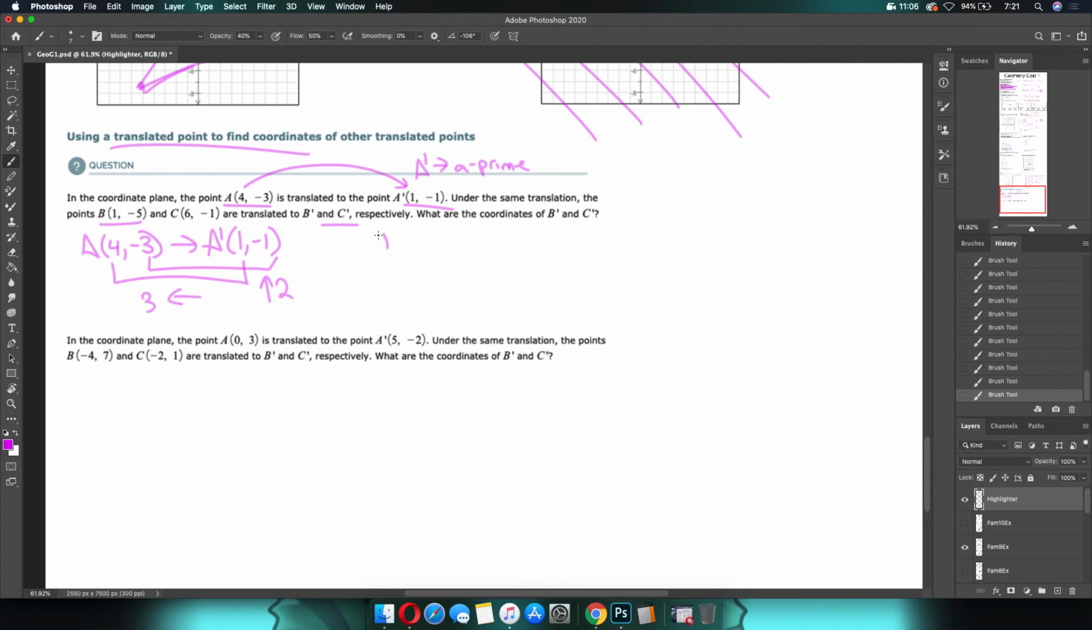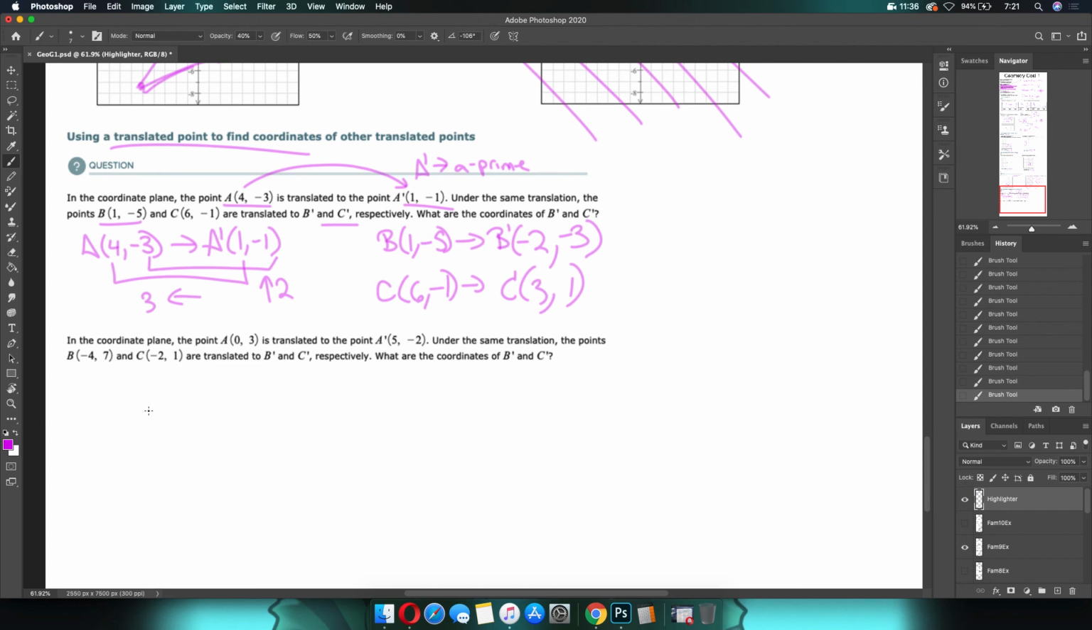So if I have B, and it's (1, -5), I now actually have to do the thing in order to get my B prime. So if I go left 3, that will put me at -2, and then if I go up 2, that will put me at -3. If my original point for C is (6, -1), my C prime is going to be, if I'm going left 3, 3, and up 2, 1, and that's how you're doing it.